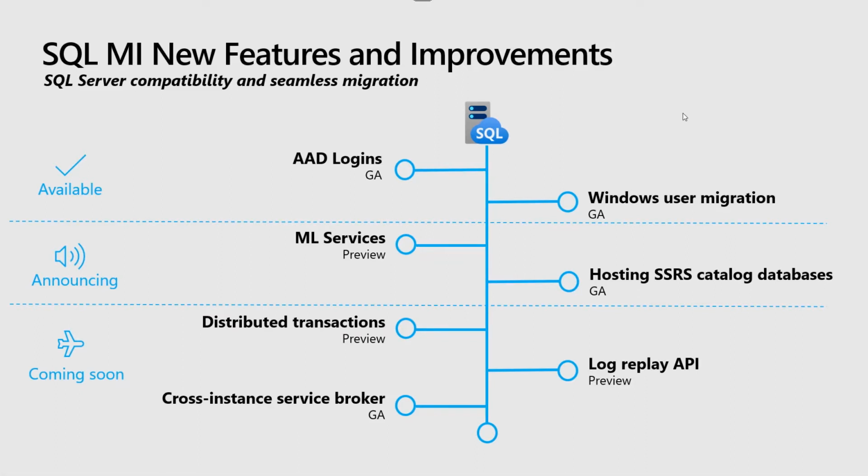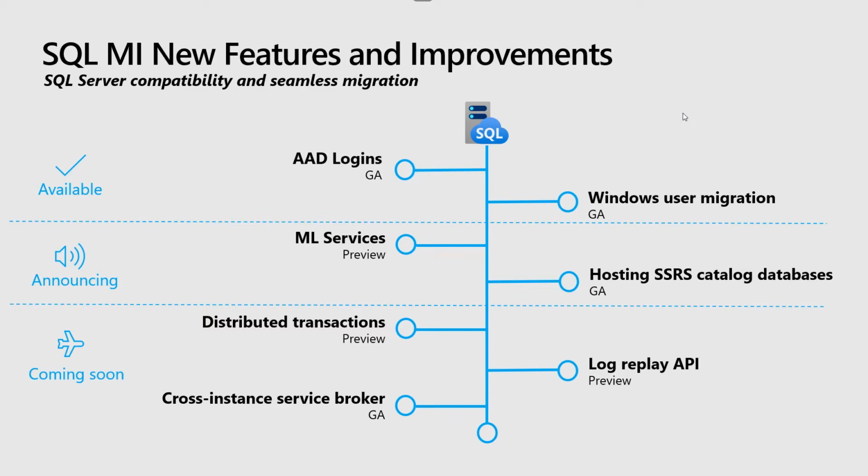Then what's been just announced at Ignite last week was machine learning services. So with machine learning services in managed instance, you can run R and Python scripts to do either data preparation or any general data processing. Or you can train machine learning models in the database directly, or you can deploy your models and scripts into production in the form of stored procedures.